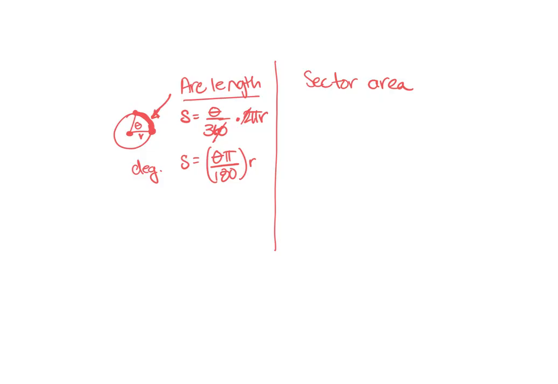What about the sector area? So let's take that same red circle. Let's take that same angle, that's theta. The sector area is all of this. It's like a piece of pizza, if you will. I want to find the area of this little sector, and I've got my theta and I've got my radius.